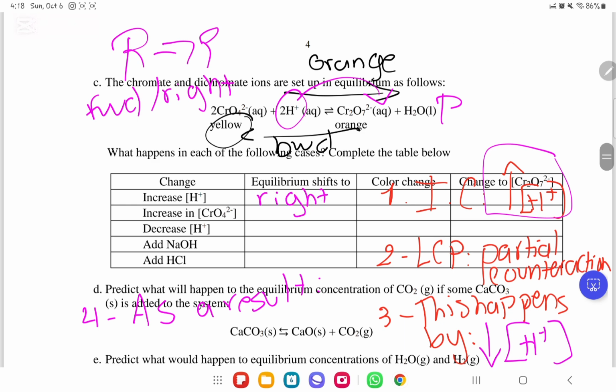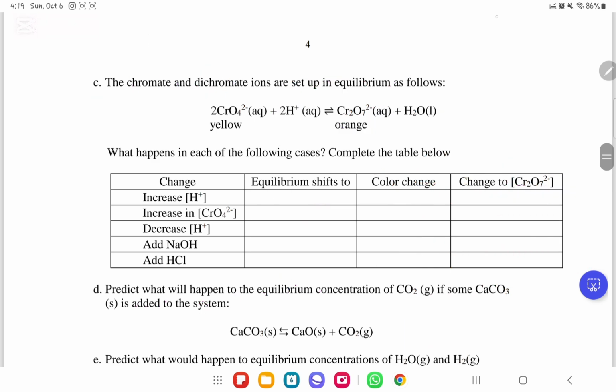The color change: since it's shifting to the right from the reactants to the products, it's a forward reaction, so the color change will be orange. And what happens to the concentration of Cr2O7 2-? Because it is in the products, we gave it concentration, so its concentration will thereby increase. So that was it for the first one.